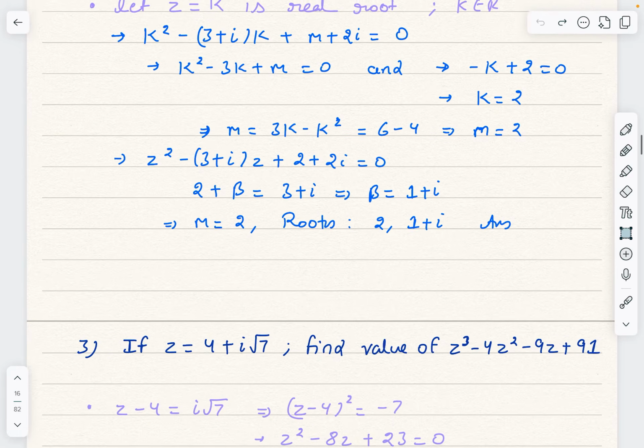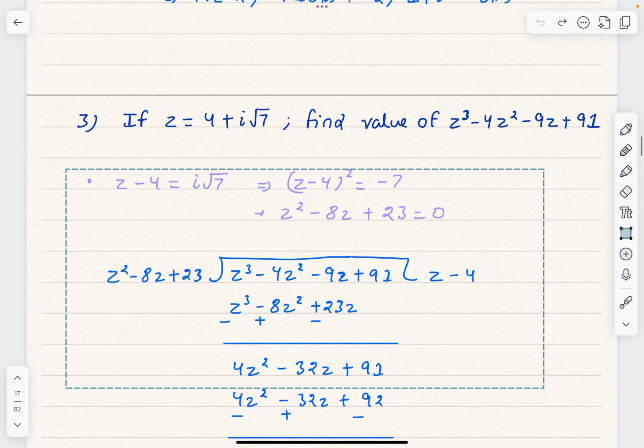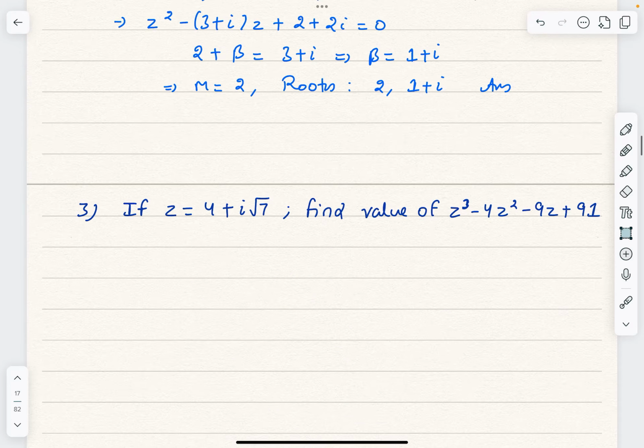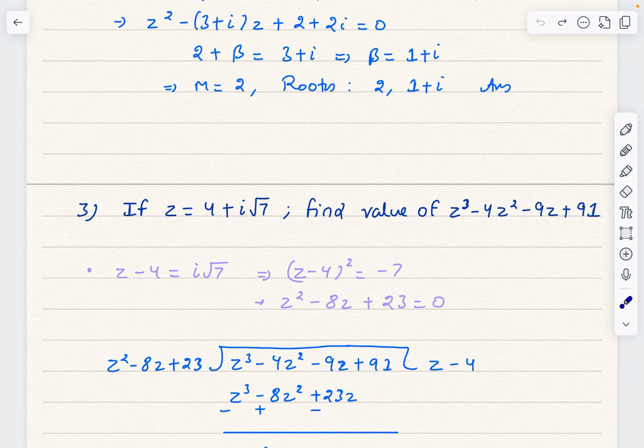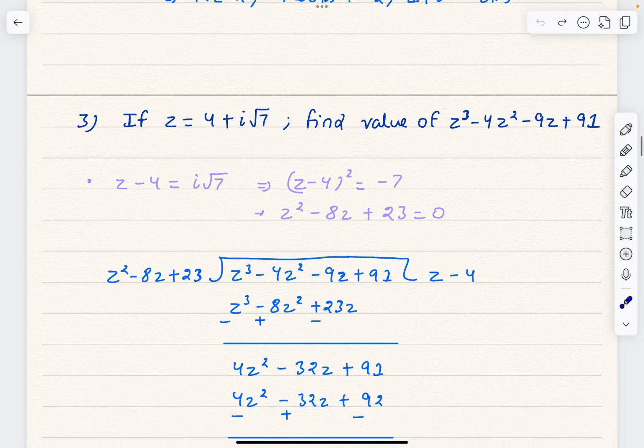Next problem. If z is equal to 4 + i√7, find the value of z³ − 4z² − 9z + 91. It's a good problem, so give it a try. Let's start discussion now.